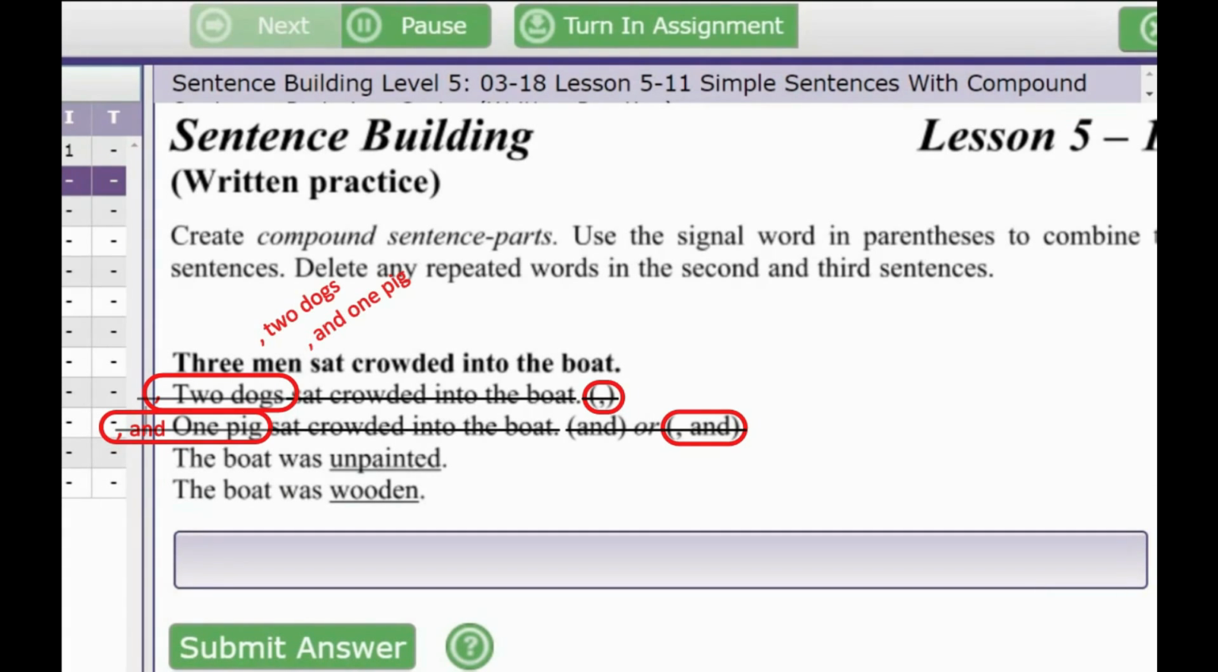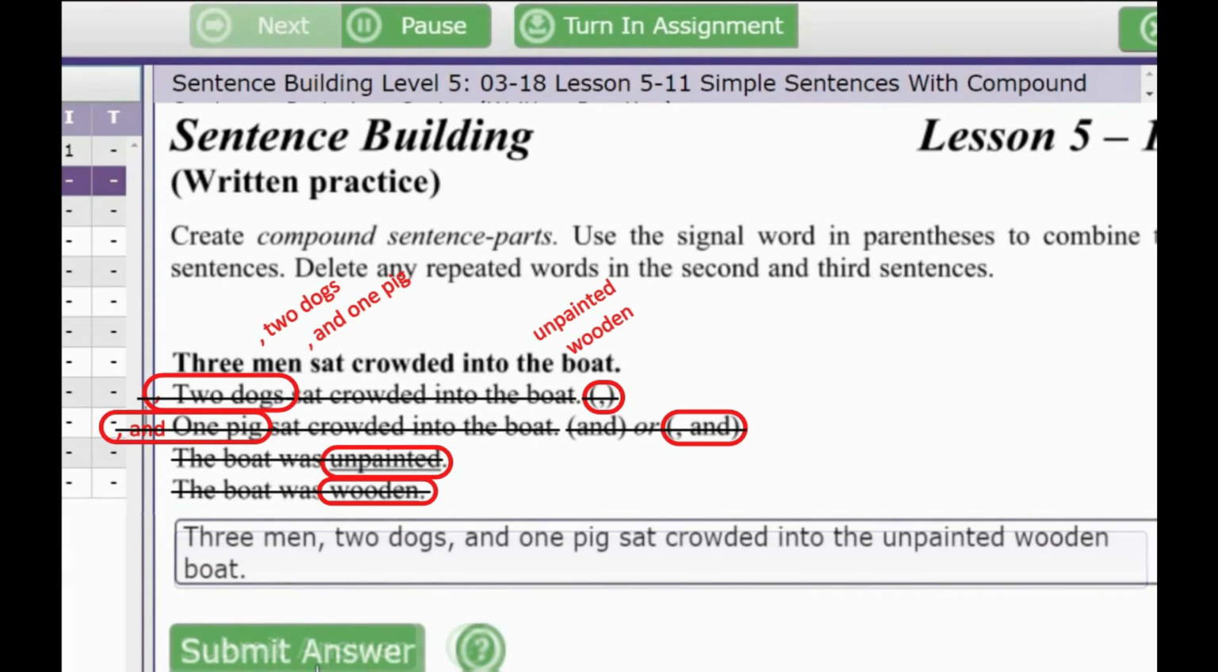Finally, we must insert the underlined adjectives in front of the noun that they describe. In this example, we will insert unpainted and wooden in front of the noun boat. Now that we have used the underlined adjectives, we can delete the rest of the words in their sentences. Let's read the final combined sentence. Capital T, 3 men, 2 dogs, and 1 pig sat crowded into the unpainted wooden boat, period.